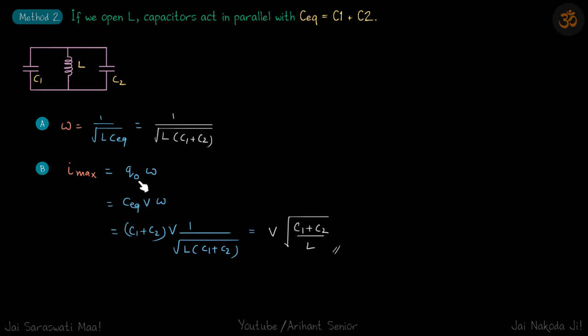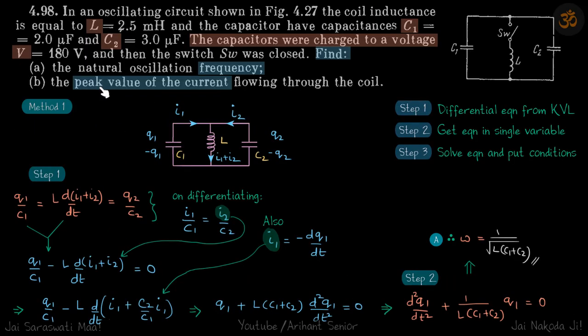I max is Q₀ω, where Q₀ we are writing as the peak charge on the C equivalent. So Q₀ will be C equivalent times V. So again, if you put the value of C equivalent here, that is C1 + C2, and we write ω as this, we get our answer. So this is a shortcut, but of course we must know how to solve this with the proper equations. All right.